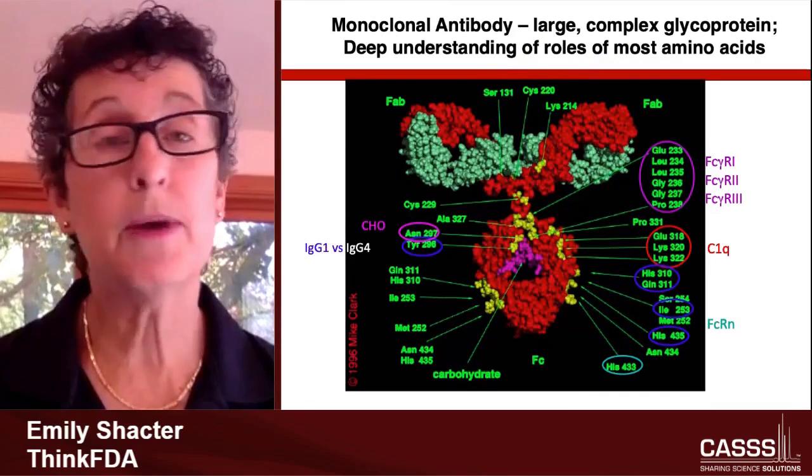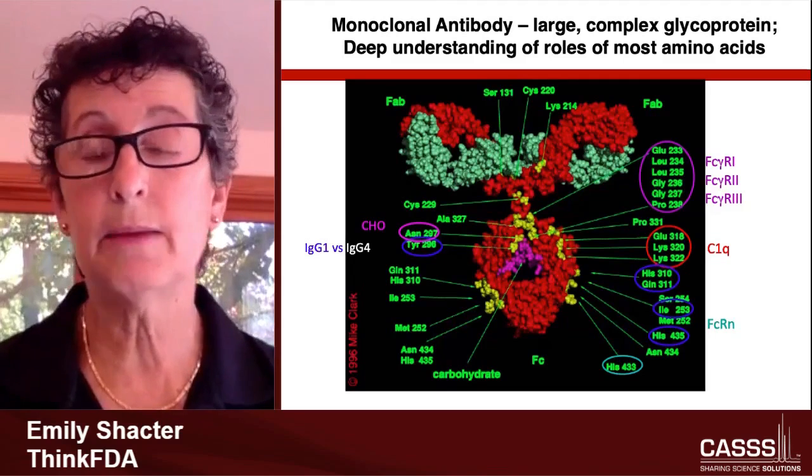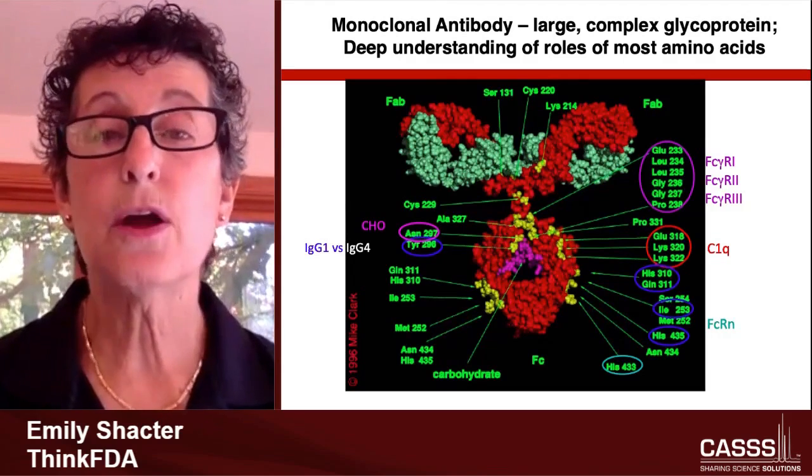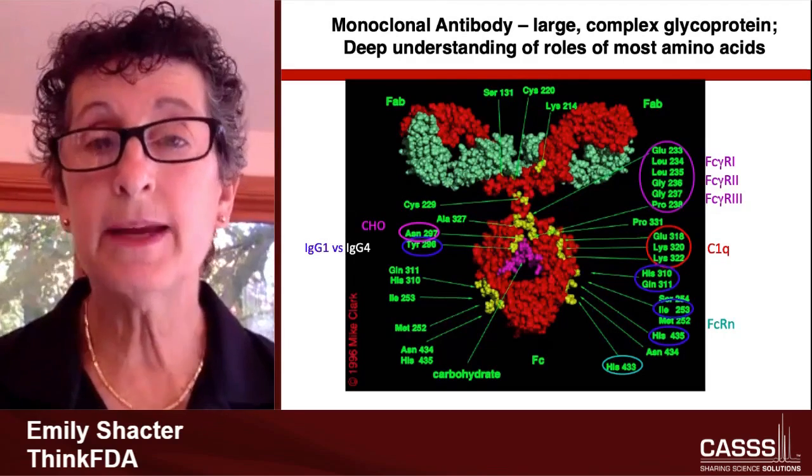Then move into a much larger protein, a monoclonal antibody that has in excess of 1,400 amino acids.